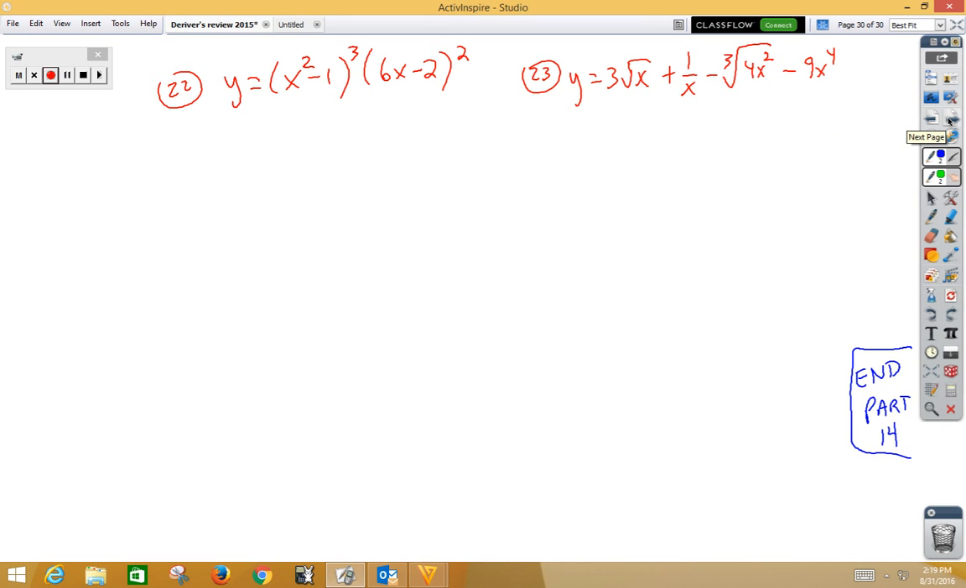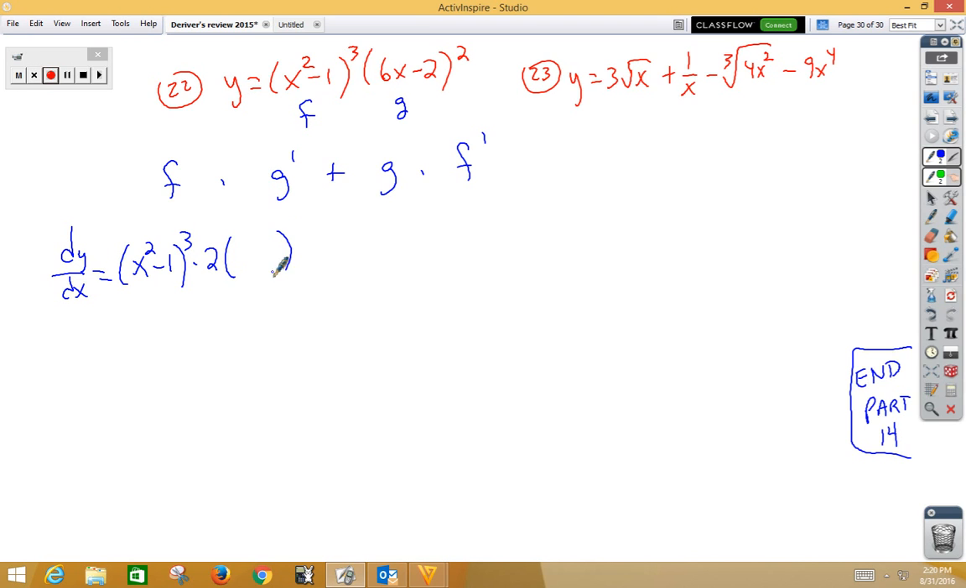Last two problems. In problem 22, we have, again, a product rule with chain. So we've got f times g prime plus g times f prime. dy dx is equal to, first function, x squared minus 1 cubed. Derivative of the second would be times 2, 6x minus 2 times 6. Plus our second function, 6x minus 2 squared, multiplied by the derivative of the first, 3 something squared, x squared minus 1 times 2x.